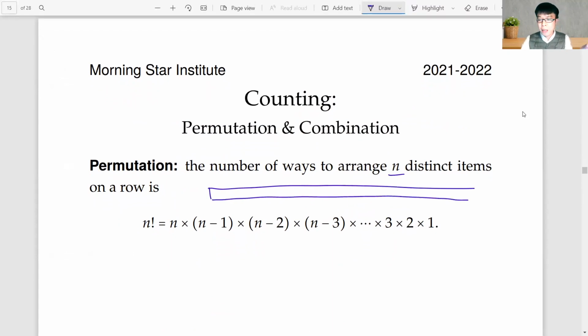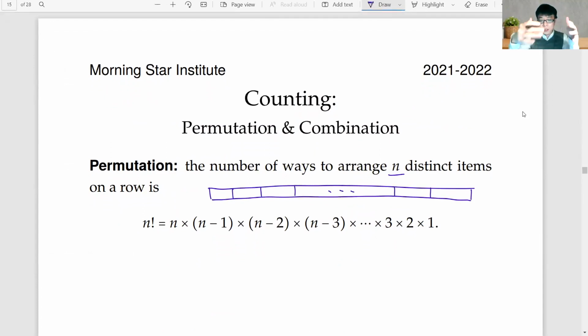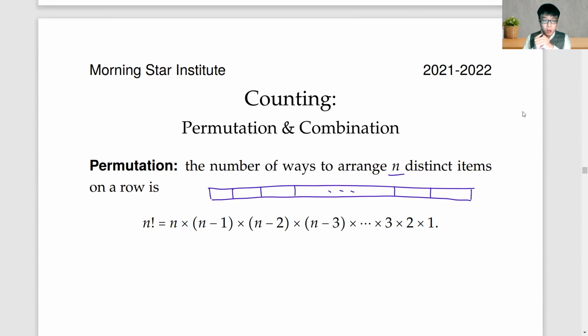We can consider there are n seats, right? Like you have n people, and we have n seats. We can label them seat 1, seat 2, up to seat n, and we can seat everybody one by one. So the first person will have n choices.